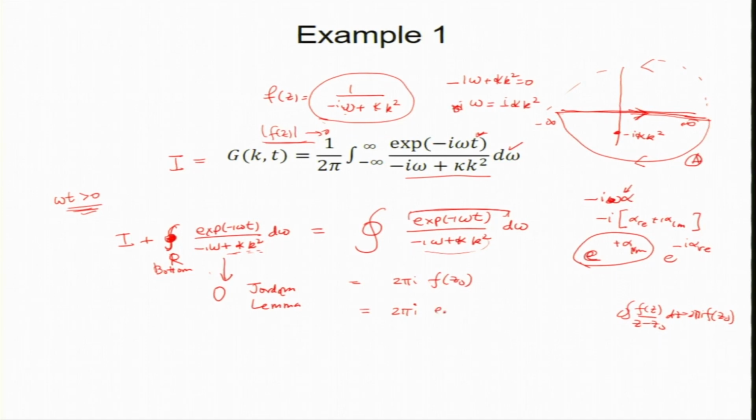So, exponential of minus i omega t, you just substitute. Minus i omega is minus kappa k squared. So, evaluate the function at the pole. So, i omega is replaced by kappa k squared. So, the minus sign here gives exponential of minus kappa k squared t.